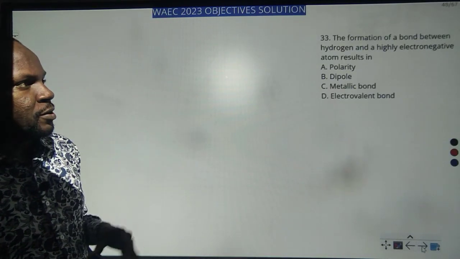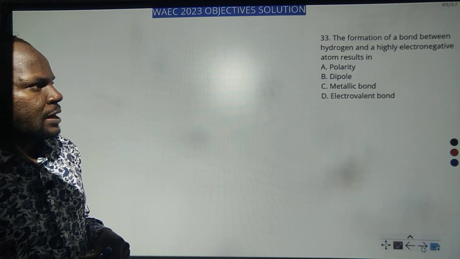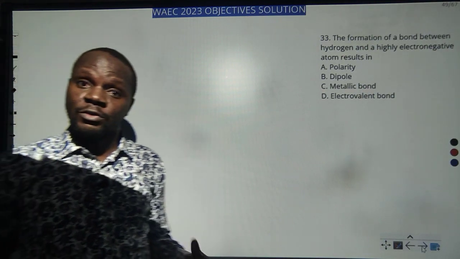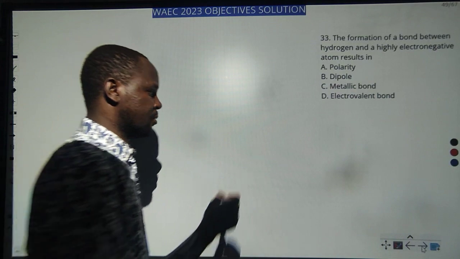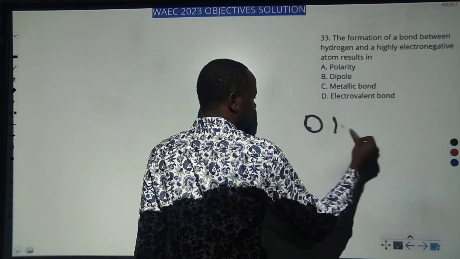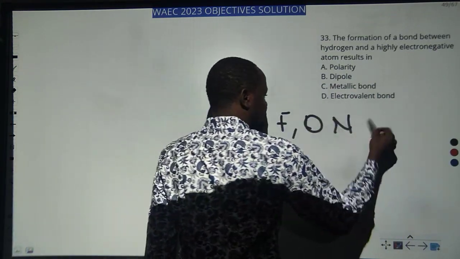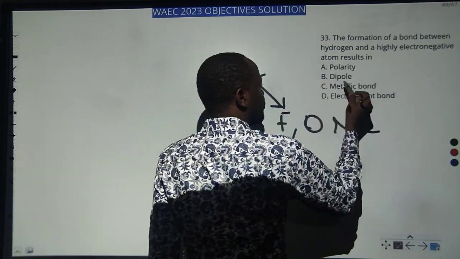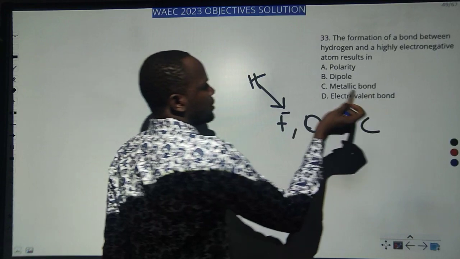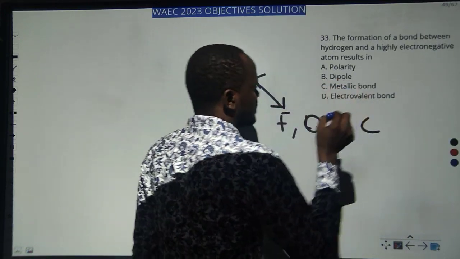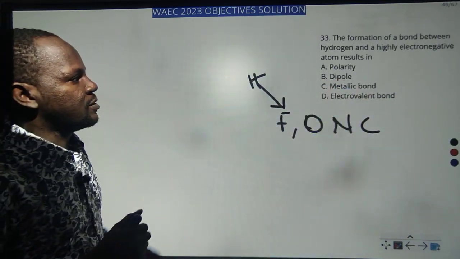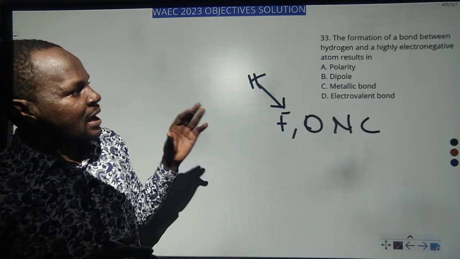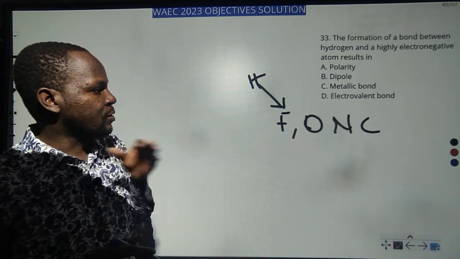33, please. The formation of a bond between hydrogen and a highly electronegative atom. That's a hydrogen bond. Hydrogen forms a bond with oxygen, nitrogen, if I say F, O, N, whatever. So when hydrogen combines with these, it is called a hydrogen bond. So let's see. Results in dash. I love this. Very good. Hydrogen and a highly electronegative atom, that should be hydrogen bond.